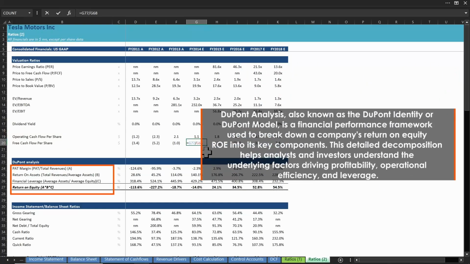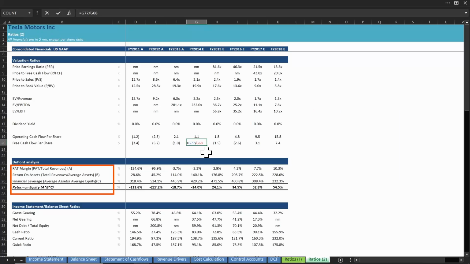DuPont analysis, also known as the DuPont identity or DuPont model, is a financial performance framework used to break down a company's return on equity (ROE) into its key components. This detailed decomposition helps analysts and investors understand the underlying factors driving profitability, operational efficiency, and leverage.